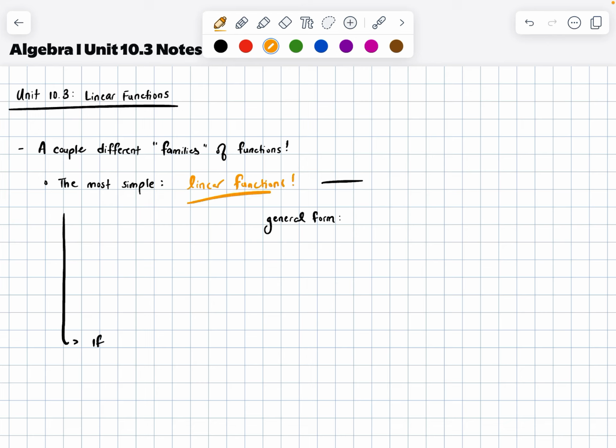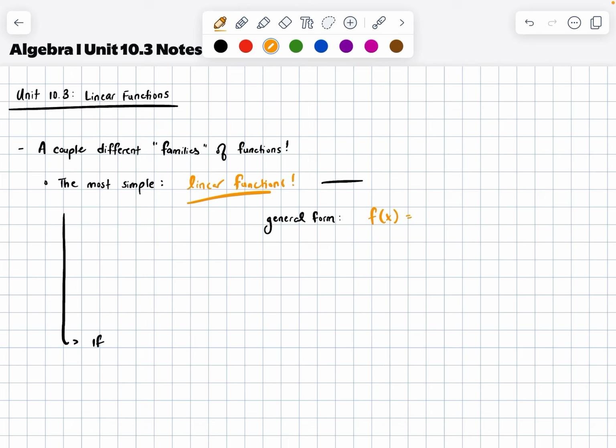And the lovely thing about them is that everything we know about linear equations and linear relationships from Unit 4 still ports over. Now, in general, to write a linear function, I need to be able to use that function notation with my dependent variable f of x. But remember, f of x is really just a fancy way to say y.